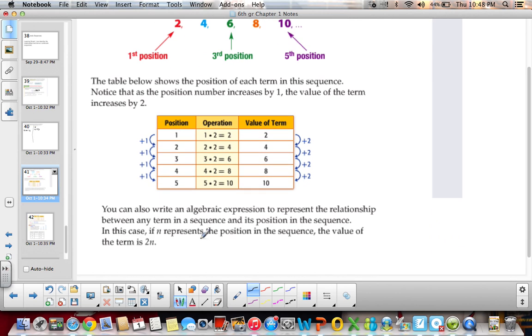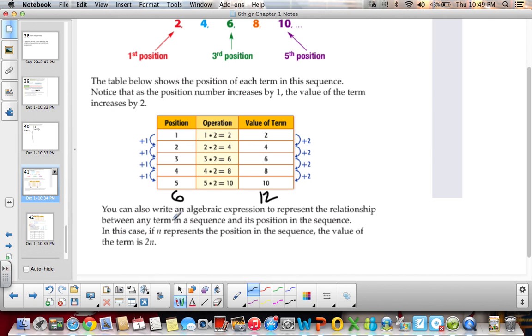Okay, so this is an example of an algebraic expression, or we can write an algebraic expression to represent this sequence. So even though we're going up by 2 every single time, we can keep adding 2, so we already know without even thinking that position 6 is going to be a value of 12. Okay? In this case, if n represents the position in the sequence, the value of the term is 2n.